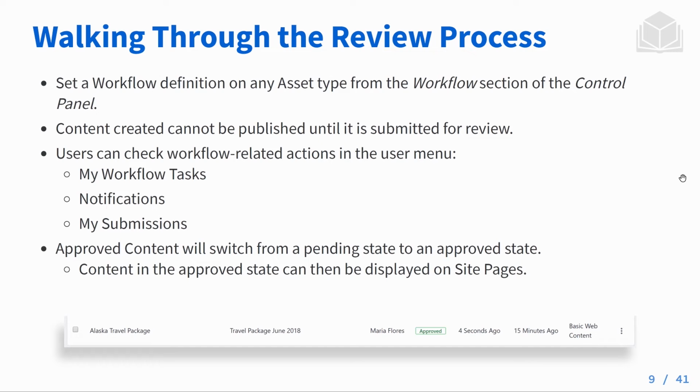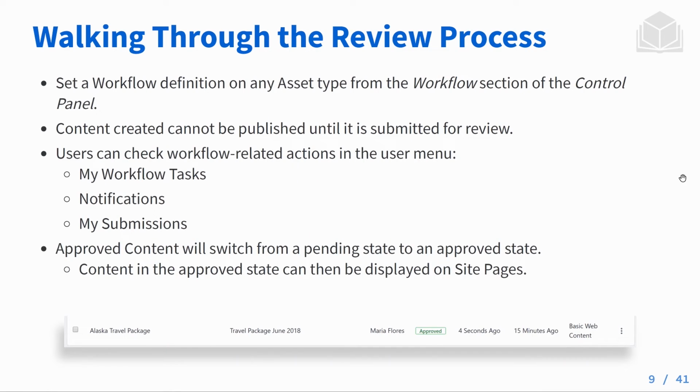So going through the review process, you can set a workflow definition on any asset type from the workflow section in the control panel. Content created cannot be published until it's been submitted for review. Users can check workflow-related actions in the user menu. We have My Workflow Tasks. Notifications can ping you and tell you if you need to take a look at something or if progress has been updated. And then My Submissions, in case you've pushed an asset and you want to check on how it's doing. Approved content will switch from a pending state to an approved state, and only content in the approved state can be displayed on site pages. As we can see here at the bottom, we have a visual representation of what the state is.